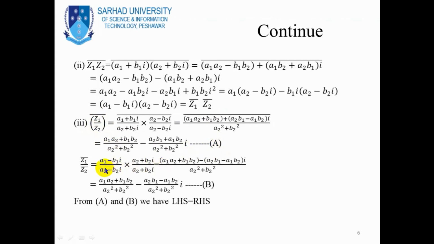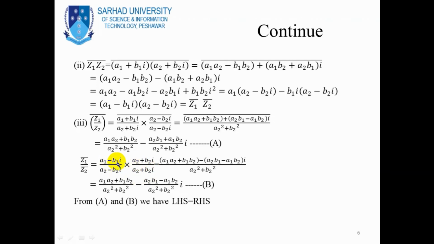Now to take the division of z1 conjugate divided by z2 conjugate. This is the z1 conjugate, a1 minus b1 iota. This is the z2 conjugate, a2 minus b2 iota. So for the division of these two complex numbers, again taking the conjugate of the denominator, multiplying by the conjugate a2 plus b2 iota, we have (a1 minus b1 iota) divided by (a2 minus b2 iota) multiplied by (a2 plus b2 iota) divided by (a2 plus b2 iota).